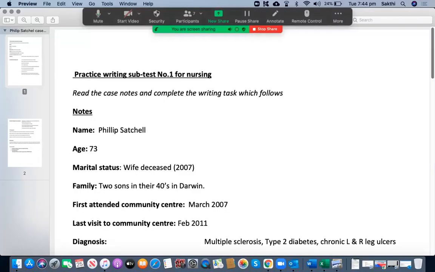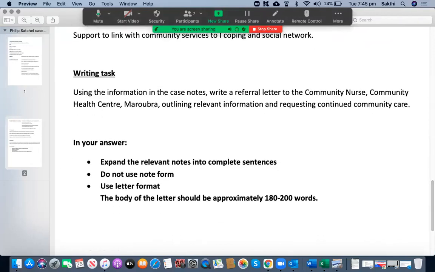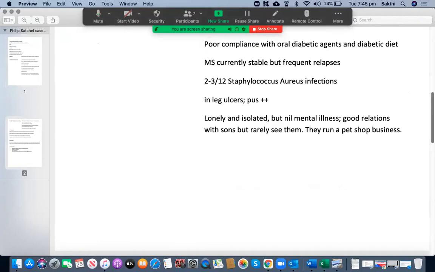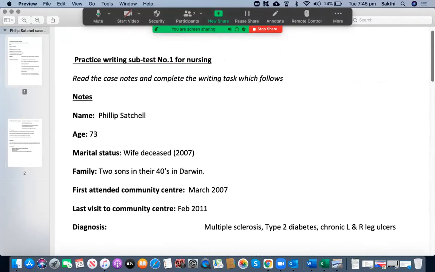Phillip Satchell. Okay, let's go through the writing task using the information in the case notes. Referral. So it's a referral letter to the community nurse, outlining relevant information, requesting continued community care. So it's community care. That's what you're going to go through. Community nurse. Okay, good. Read the case notes and complete the writing task which follows.